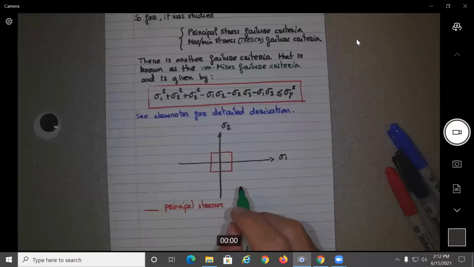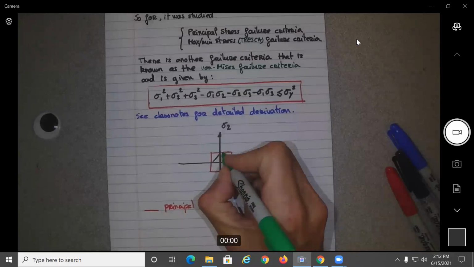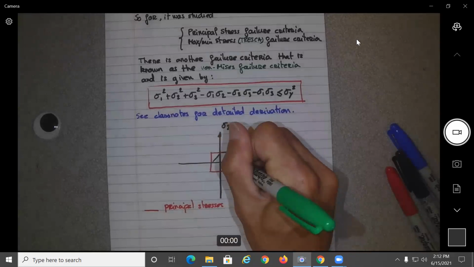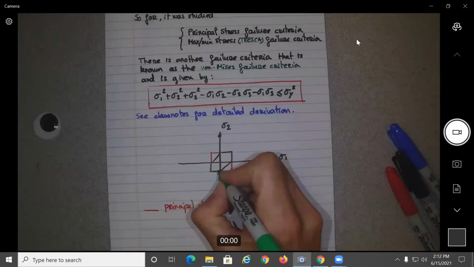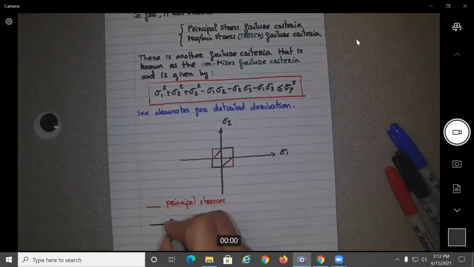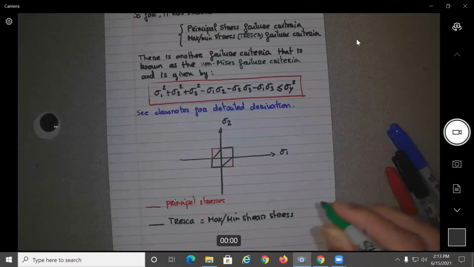Then the Tresca: you go a line from here to here, then from here to here, and so on. How was it? Yeah, from here to here. And in green will be the Tresca, which is the max-min shear stress.